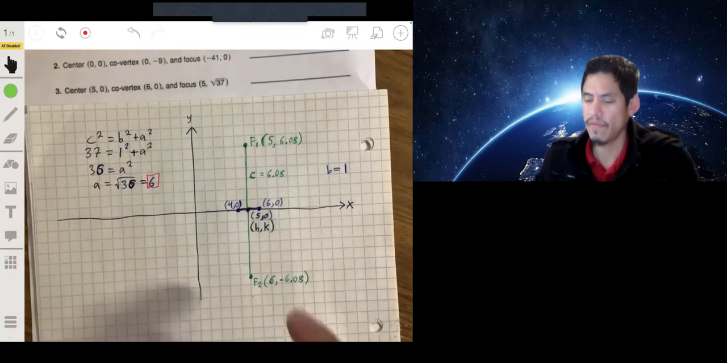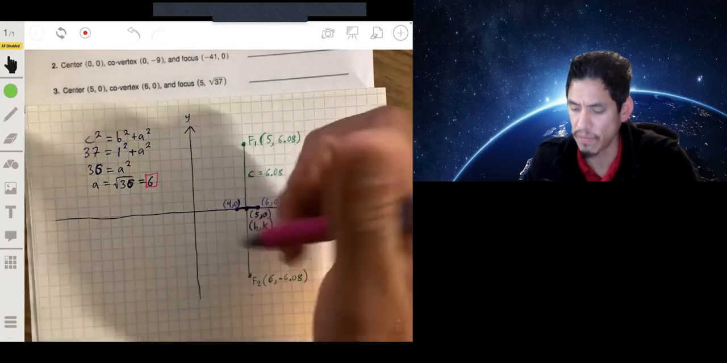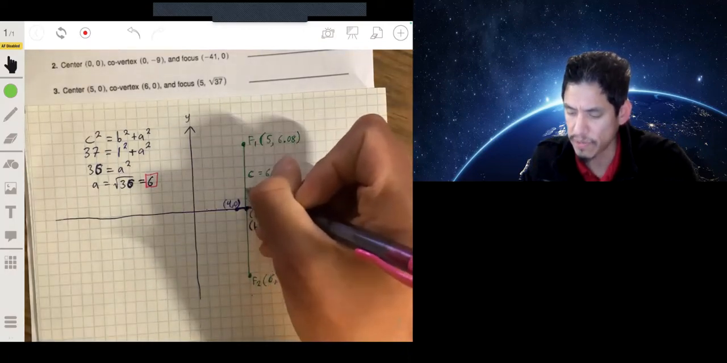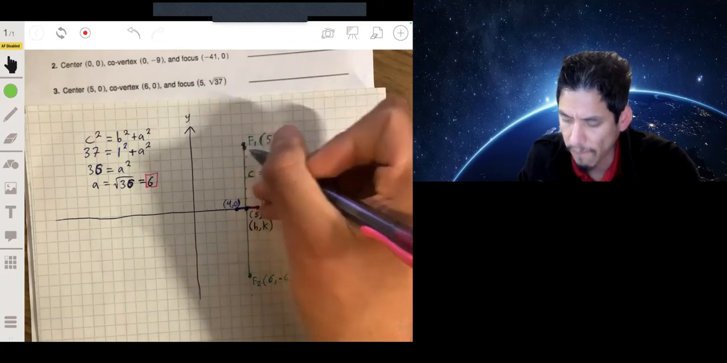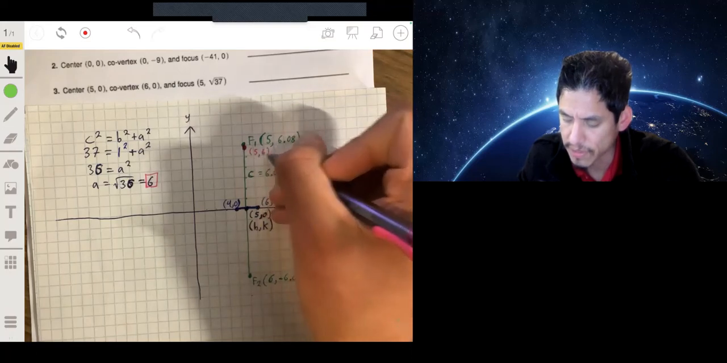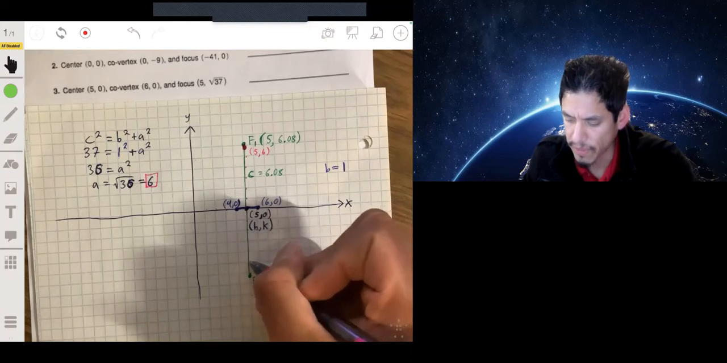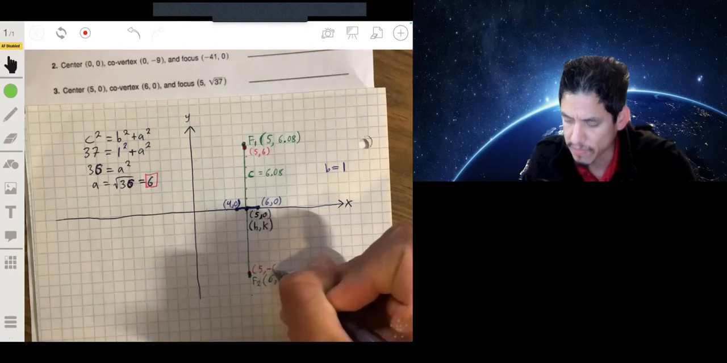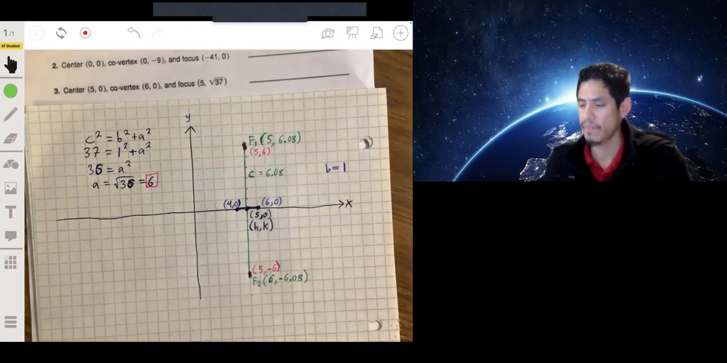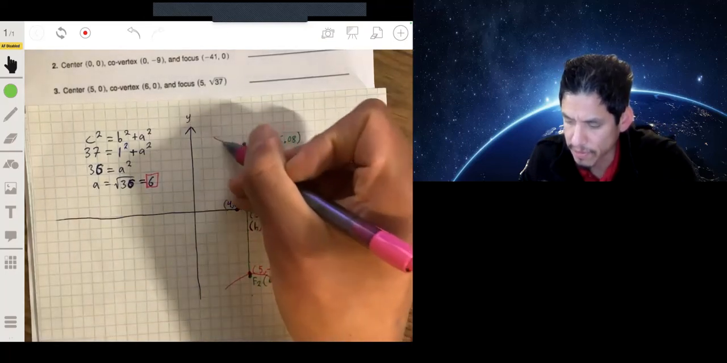So then the vertices will be 6 units above the center and 6 units below. So we'll go from here, 1, 2, 3, 4, 5, 6, which will be really close to the foci, at 5, 6. Another one will be 6 units below, 1, 2, 3, 4, 5, 6, at 5, -6. So the hyperbola is going to do something like this.